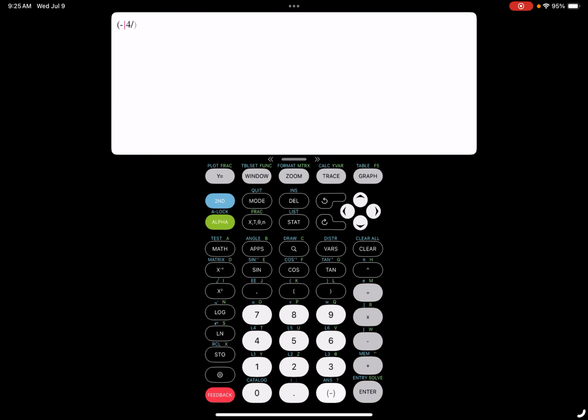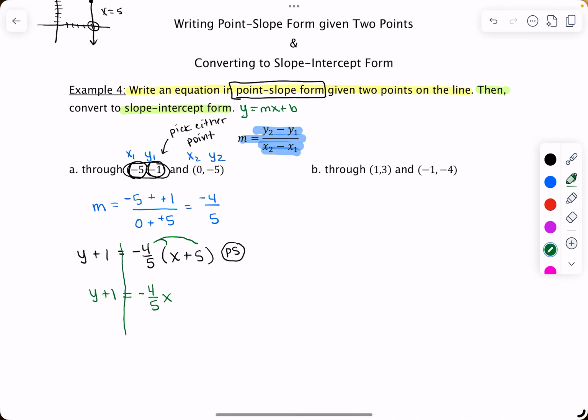-4/5. Oh, I forgot the negative. -4/5 times 5 gives me -4. So now this becomes -4. I still don't have y alone, so I'm going to go ahead and subtract the 1 on both sides. And I get y equals -4/5 x minus 5.